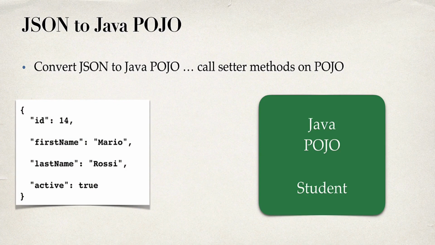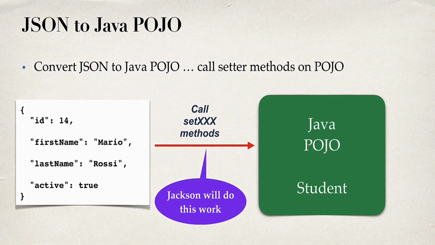And then over on the right-hand side, we have our Java POJO for a student. Basically, using Jackson, they'll call the setter methods on your POJO. So again, going from JSON to Java POJO, they're going to call the setter methods. They'll call setId, setFirstName, setLastName, setActive based on whatever values you have here in the JSON. And so Jackson will do all of this work for you behind the scenes once we get everything set up. And we'll cover all the coding for setting this up here in this video.